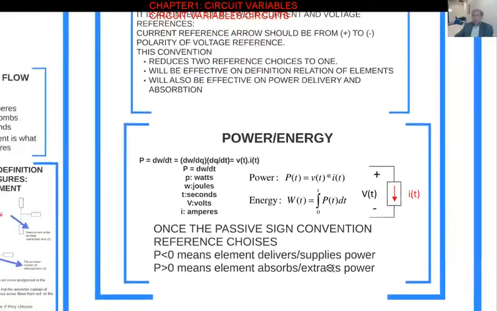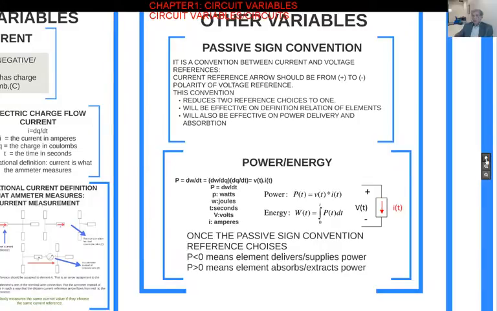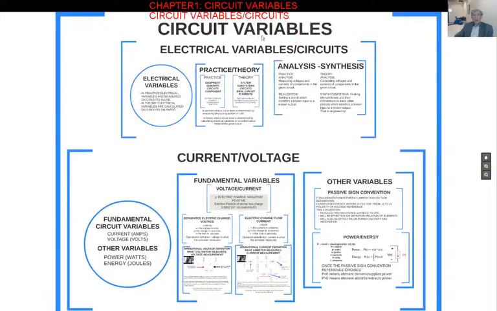So what we have seen in this chapter, we can see here. We talked about circuit variables and their relation with circuits, the basic concepts, analysis and synthesis, practice and theory. And then we said there are two fundamental circuit variables, which are current and voltage, and we learned how to measure voltage and current. Then we introduced the energy and power of the elements in a circuit.